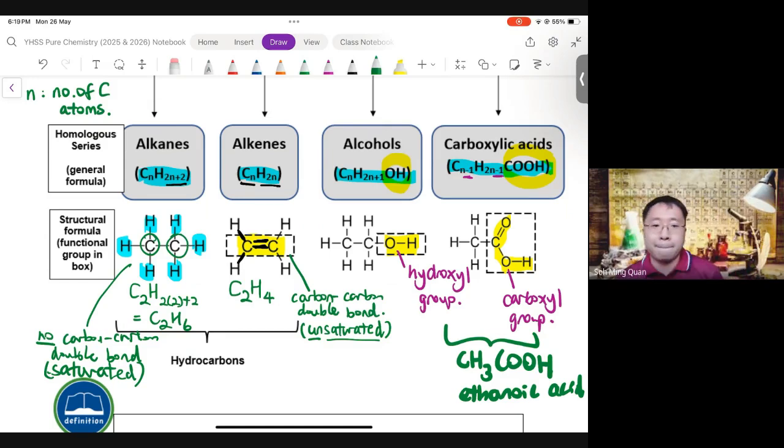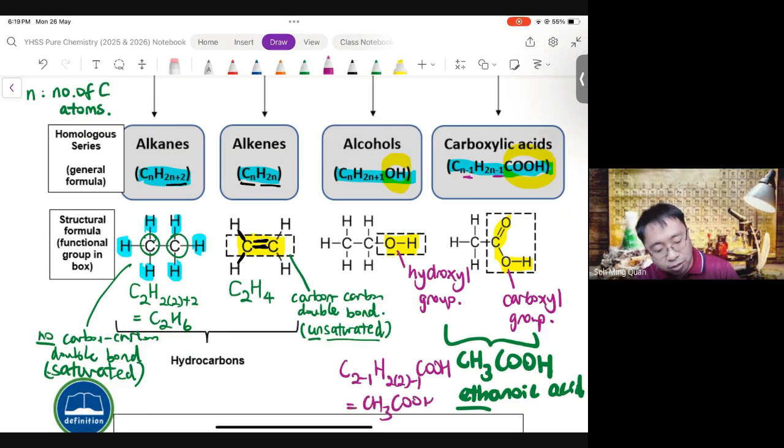Okay? Now, how did I arrive at CH3COOH? There's two carbon. N equals to 2. So you sub in N equals to 2. So N is C, N minus 1. So C2 minus 1. H, 2 times 2 minus 1. Then COOH. So you get CH3, COOH. All right. So now you can see more logic.